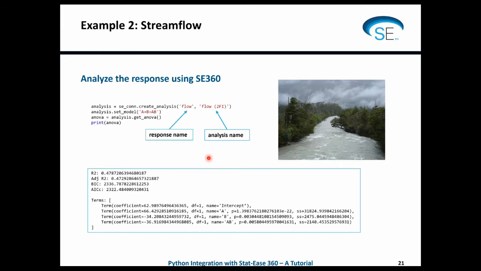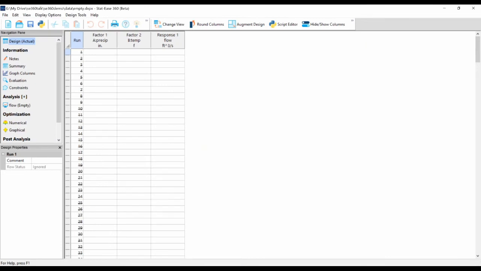So now that we've got our data in Stat-Ease 360, we want to analyze it. We don't have an analysis yet because we just created this design. So we're going to have to use the create analysis function, which takes a response name and an analysis name. And then we're going to set a 2FI model and look at the ANOVA. And I can just show you that in Stat-Ease 360.